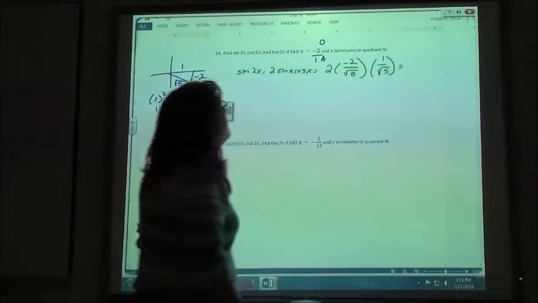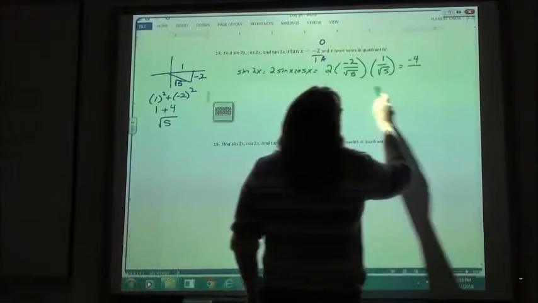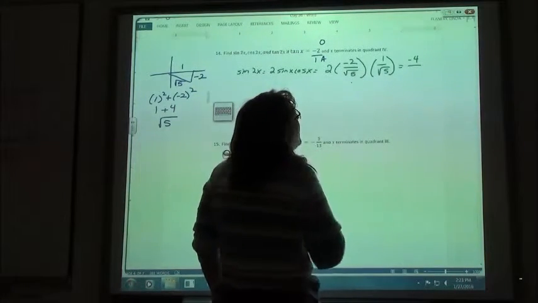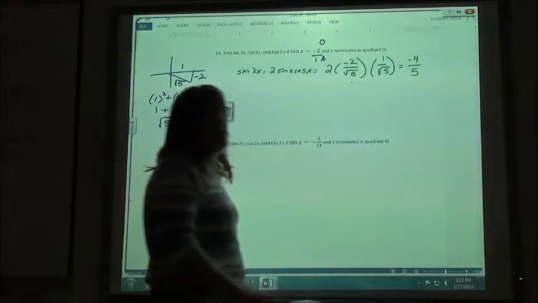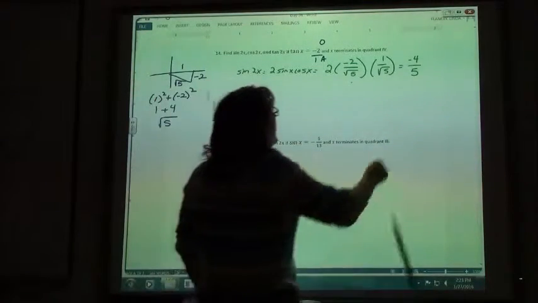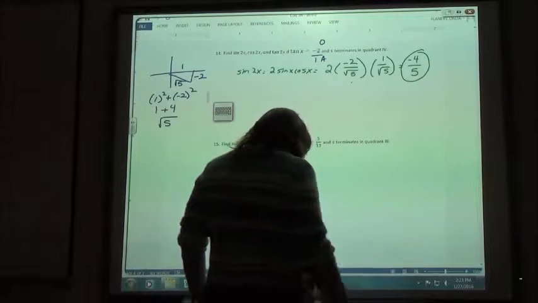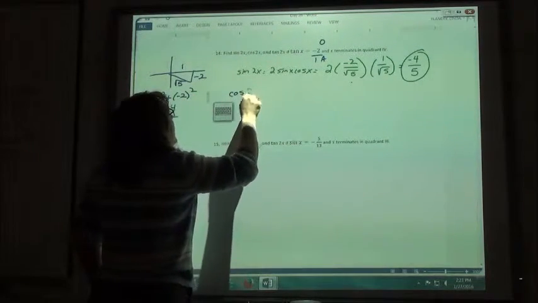Which means I am going to get negative 4. Here I'm going to get square root of 5 times the square root of 5, which is the square root of 25. And the square root of 25 is just 5. So I get negative 4/5. Cosine of 2x.